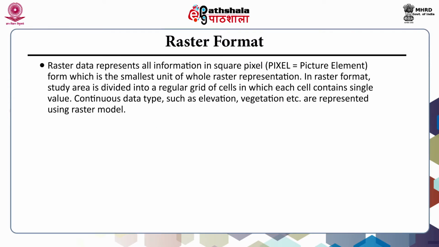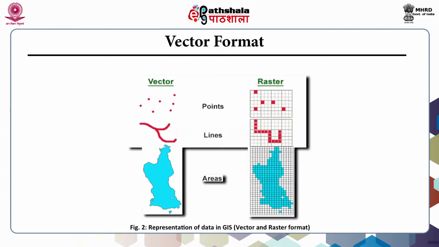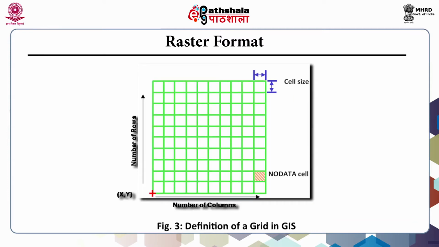Now the raster format. The raster data represents all information in square pixels or picture elements, which is the smallest unit of the whole raster representation. In raster format, the study area is divided in a regular grid of cells in which each cell contains a single value. Continuous data types such as elevation, vegetation, etc. are represented using raster models. In slide 16, we can see the raster format. The ground features are shown in square pixels or picture elements. This figure represents the grid in graphical space in the form of rows and columns.